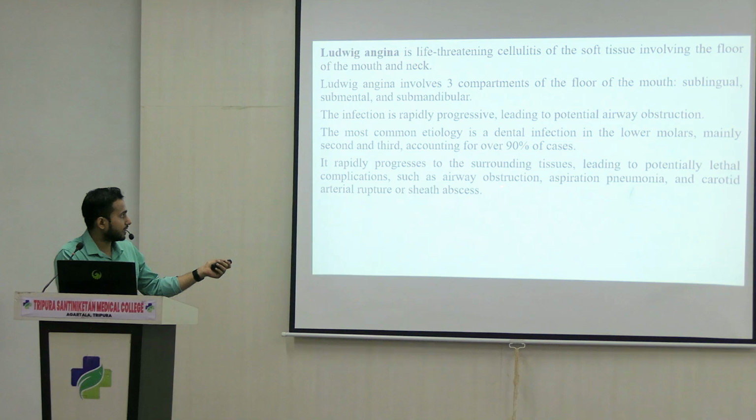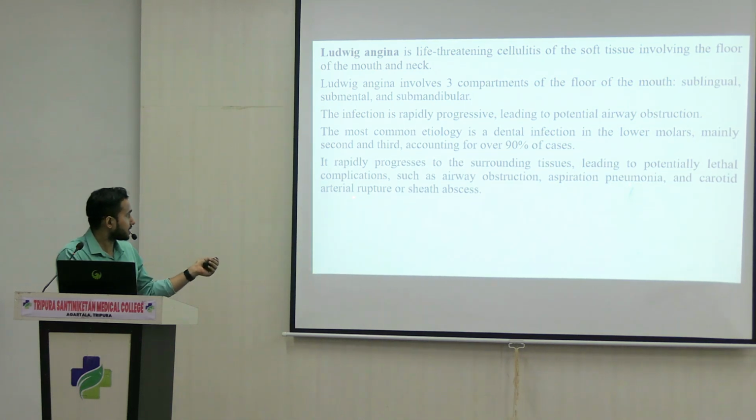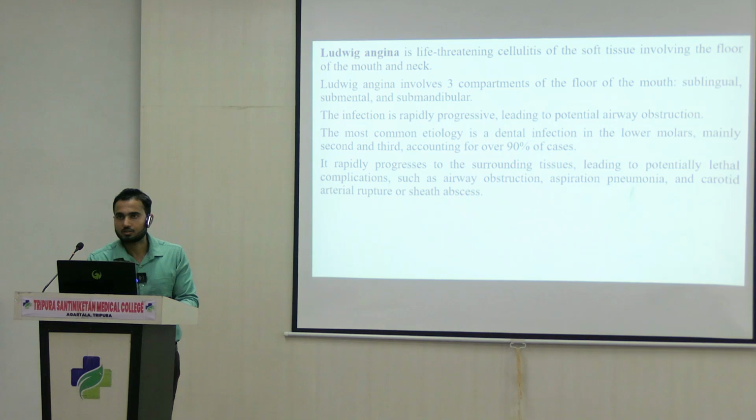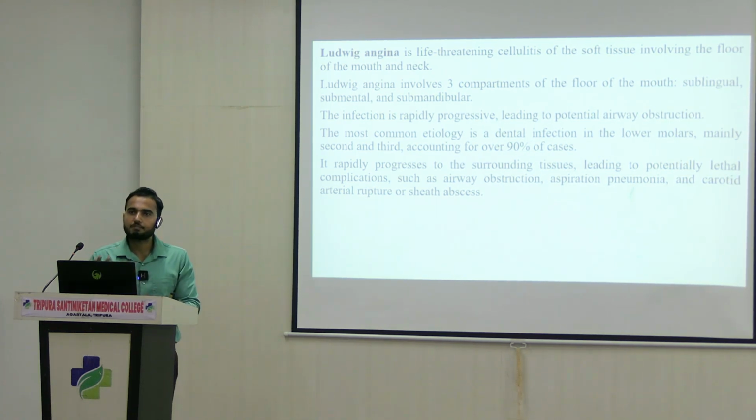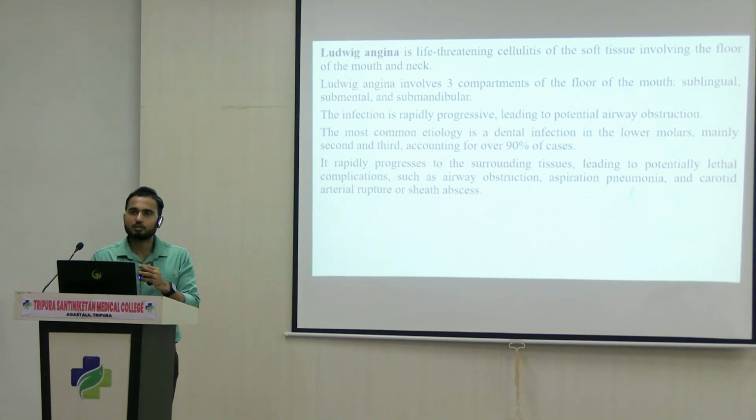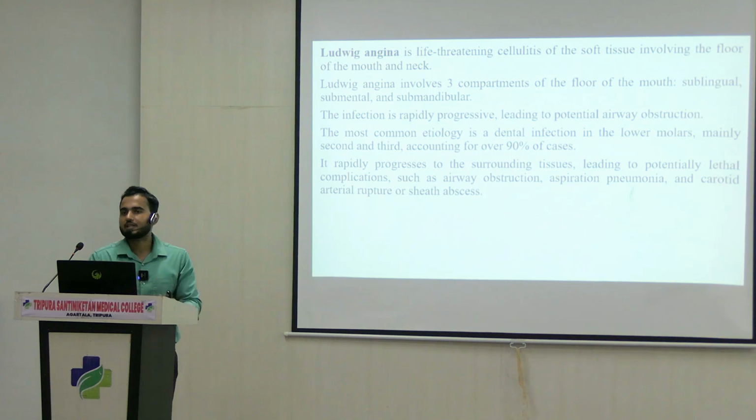Obstruction of the airway, aspiration pneumonia, carotid arterial rupture, and sheath abscess. These are the complications taking place. There may be chances of airway obstruction, that's why it is very lethal, because once the cellulitis is formed, gradually it will grow in size.